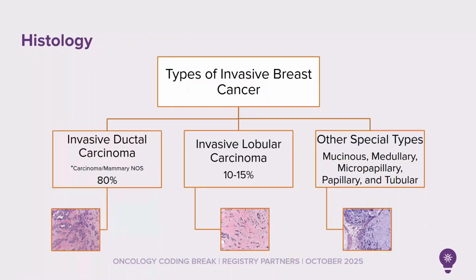Invasive lobular carcinoma makes up about 10 to 15%, and the remaining percentage is the other special types such as mucinous, medullary, micropapillary, papillary, and tubular carcinomas. And the images below are what these histologies look like under the microscope, from Johns Hopkins.